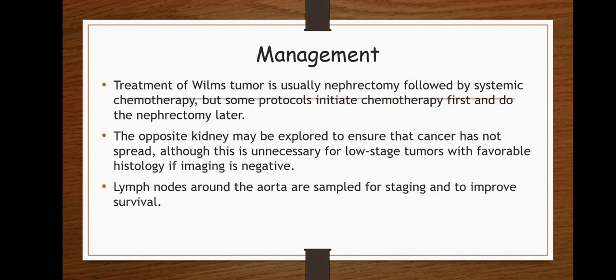So treatment of Wilms tumor is usually nephrectomy that is followed by systemic chemotherapy. However, some protocols initiate chemotherapy first and do the nephrectomy later. The opposite kidney may be explored to ensure that cancer has not spread, although this is unnecessary for low-stage tumors with favorable histology if imaging is negative. Then lymph nodes around the aorta are sampled for staging and to improve survival.